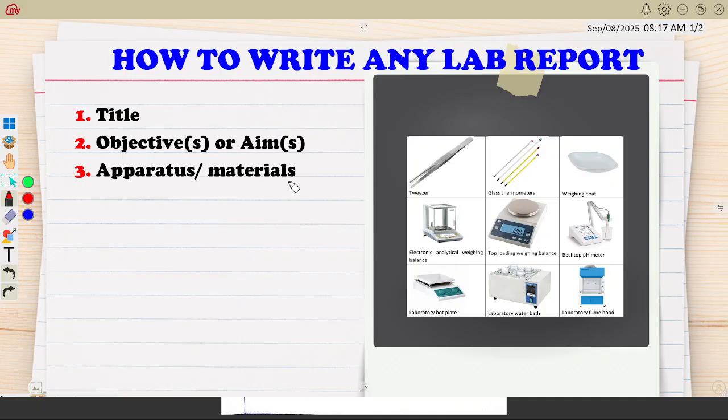You won't get any marks here. But for those in A levels, natural sciences, you write the apparatus and materials. And then we go to the introduction, which is also called theory.